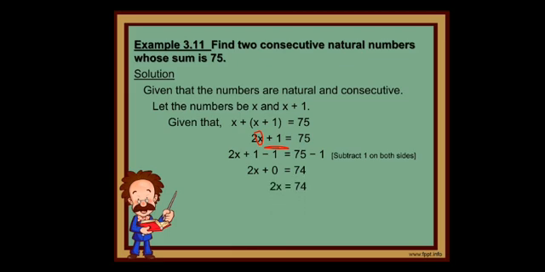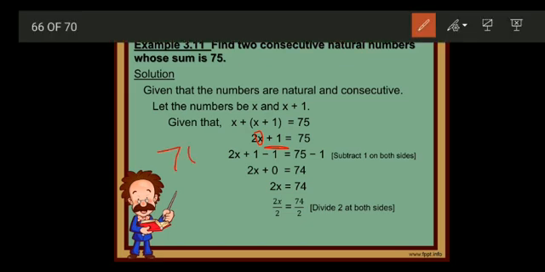Now we have to remove 2. We need to find x. Here 2 is in multiplication with x. How to remove this 2? We have to divide it by 2. When you divide 2 by 2, you will get 1. 1 into x is x. So divide both sides by 2. 2x by 2 is equal to 74 by 2. 2x by 2 is x. The 2 gets cancelled, remaining x. 1 into x, x. x is equal to 74 by 2.